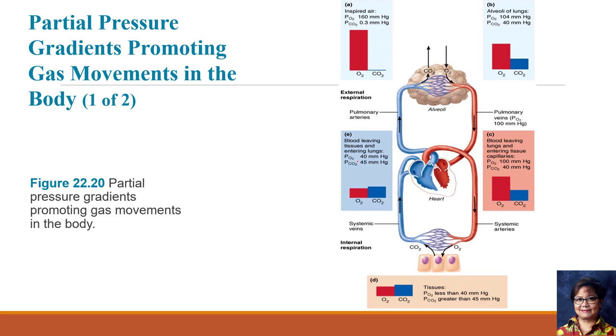And you know what happens to the oxygen there, right? Oxygen is being used by our cells to produce ATP. So that's why we need a lot of oxygen.